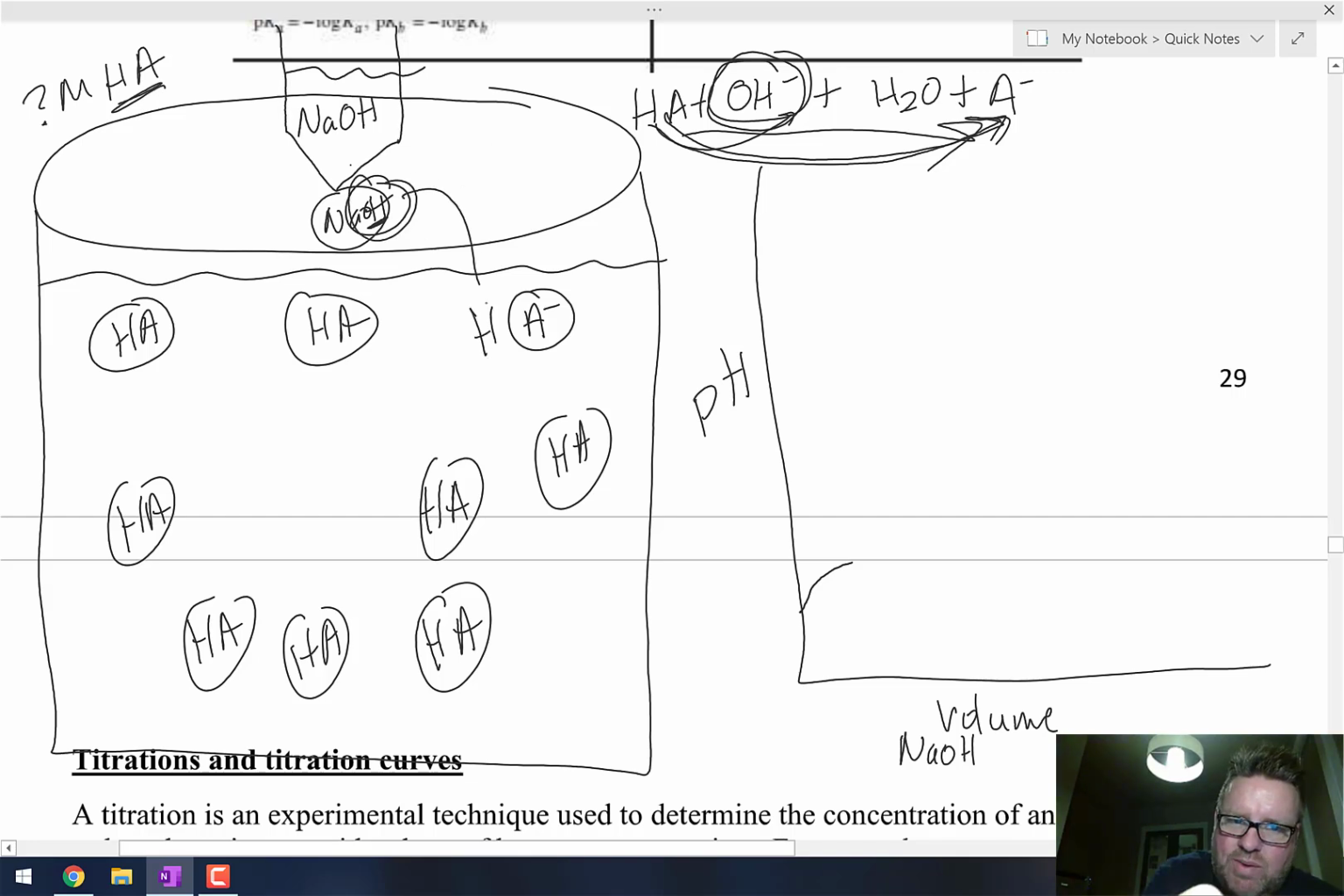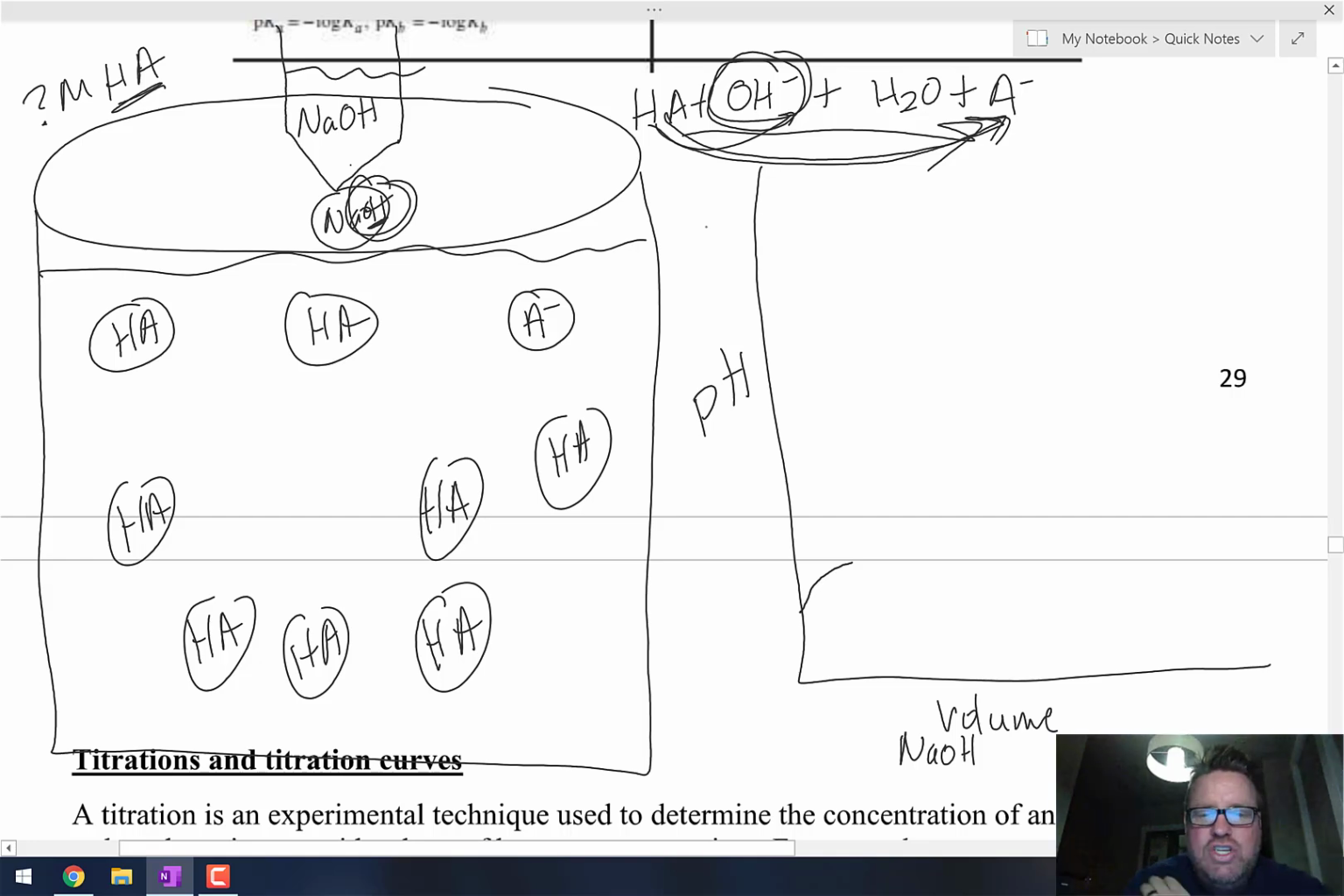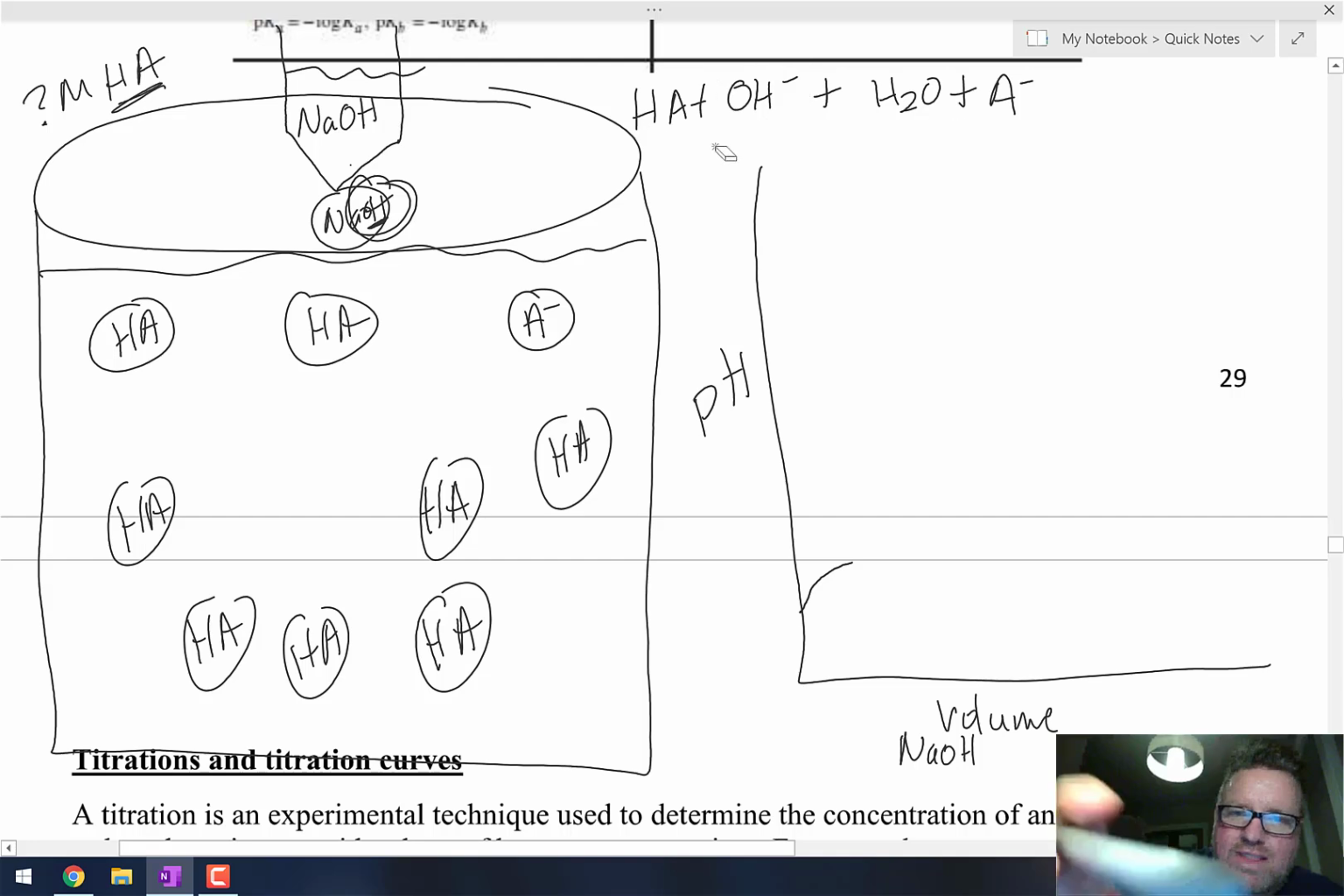Those OH minuses react with the hydrogens to make water, so that doesn't change the pH very much. And the A minus doesn't change the pH very much. So as you get rid of all of those H pluses and A minuses, the pH starts to level out. And slowly over time, all of this HA that's here, this OH minus is going to keep reacting with it, producing more and more of the conjugate base.